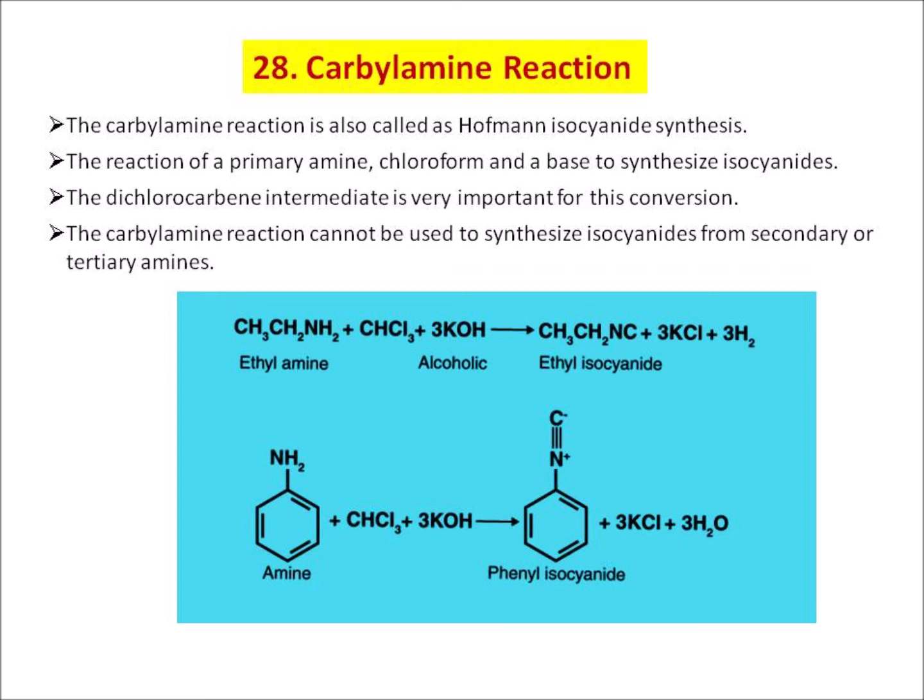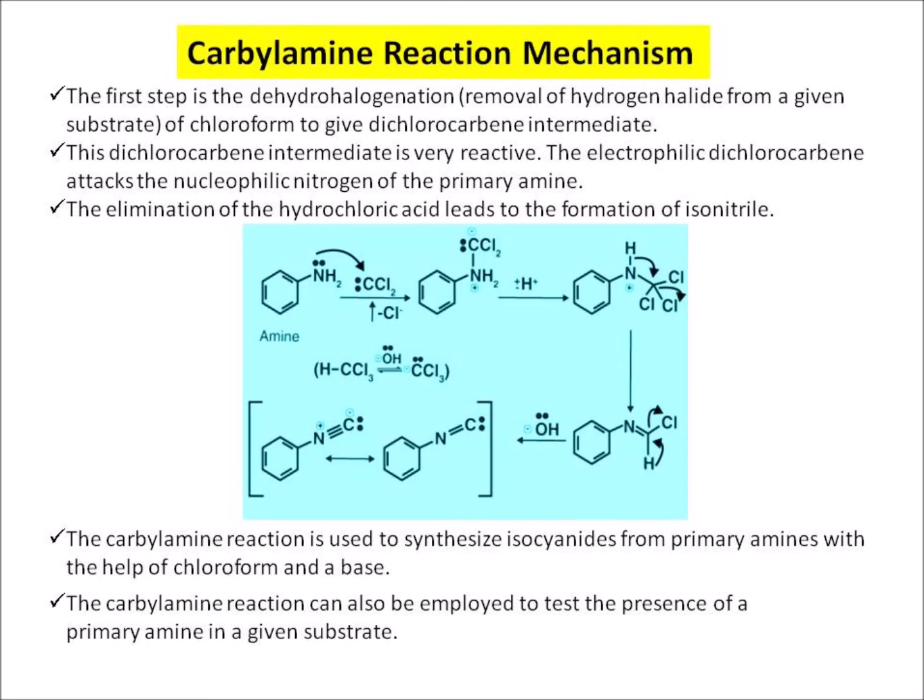See here, it is given ethylamine undergoes reaction in the presence of chloroform and alcoholic potash to give ethyl isocyanide. Aniline reacts with chloroform and alcoholic potash to give phenyl isocyanide. Then potassium chloride and water are formed here. Here also there are 3 steps involved. The first step is the dehydrohalogenation of chloroform to give a dichlorocarbene intermediate.